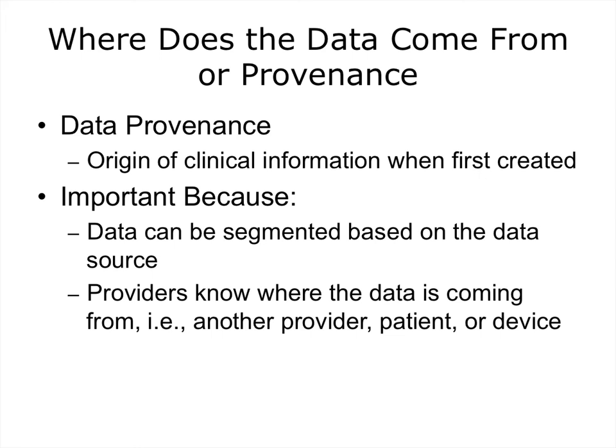Where was the clinical information when it was created? This is very important for us to know because we can now technically segment the data based on where it came from. If we can identify the provenance, we can provide that information to our clinician and we can segment the data accordingly so it can be used correctly when decisions need to be made. There is more information on data provenance in the reference slide at the end of this lecture.